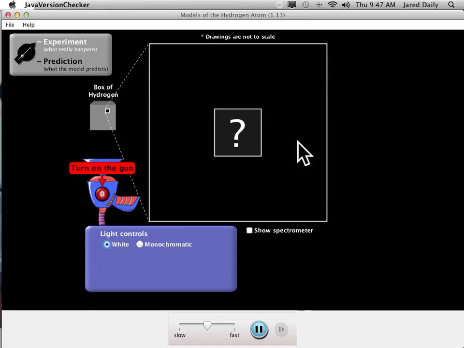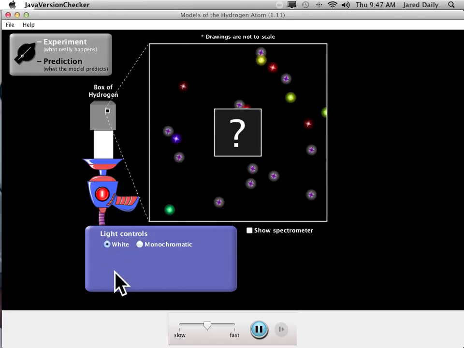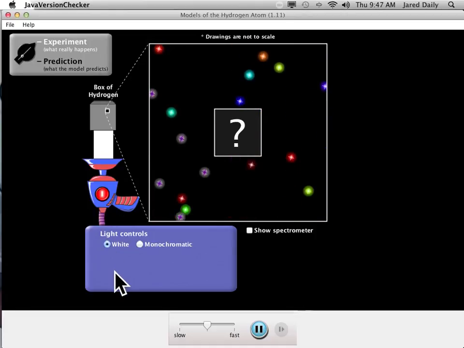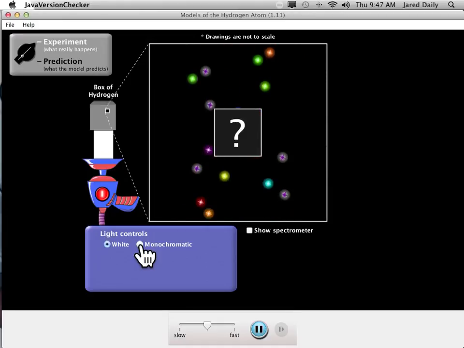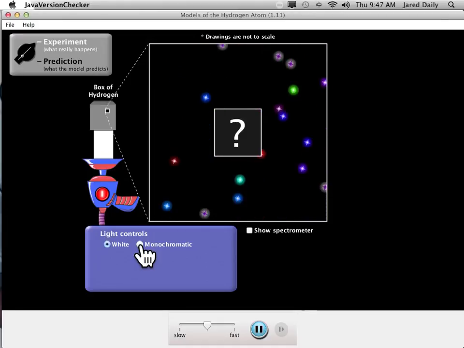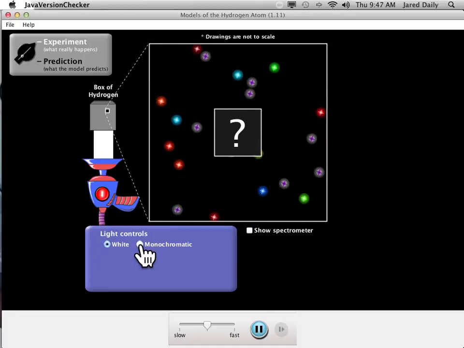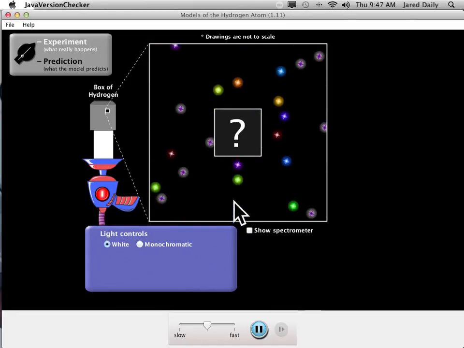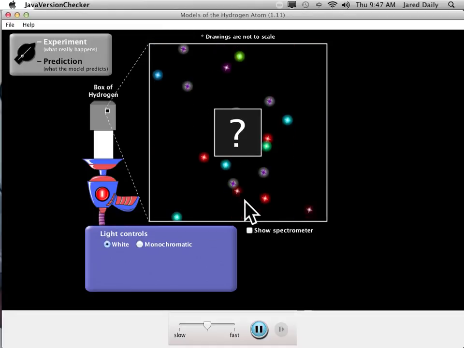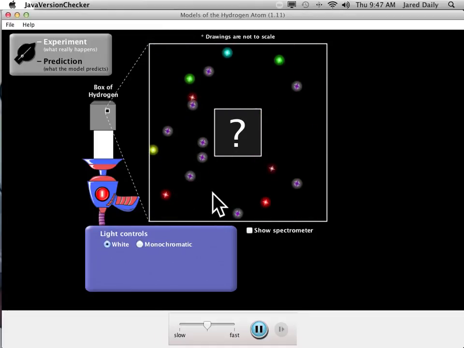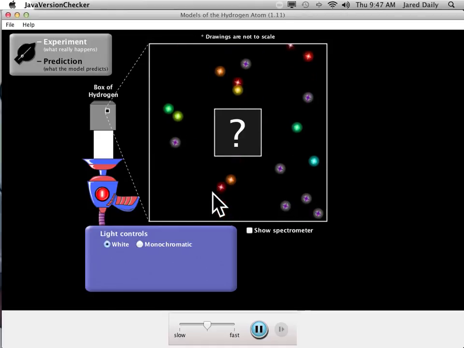So here we're gonna do one of these experiments. We have our hydrogen inside of this box, and we're going to shine some light on it and see what happens. Turn on the gun. If we shine white light on this box of hydrogen, every once in a while we get certain light back that bounces off of it. But it's only certain lights. We get a blue one, we get a purple one, and we get one more.